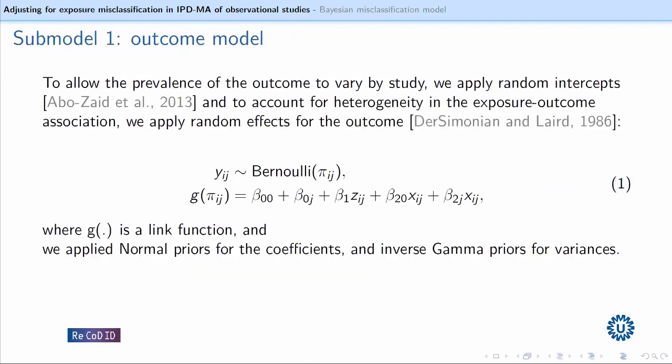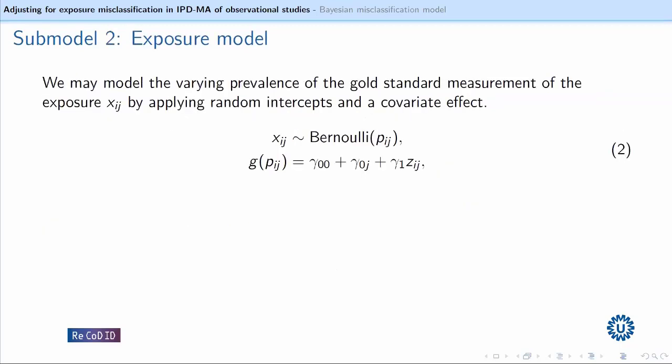To start with the outcome model, this is just a logistic regression, which I'm sure you're all familiar with. We model this using an overall intercept and random intercepts. We have a beta for the covariate effect and for the exposure of interest, and a random effect for the exposure of interest. And then G is the link function, so the logistic function. Throughout the presentation, we apply normal priors for coefficients and inverse gamma for variances.